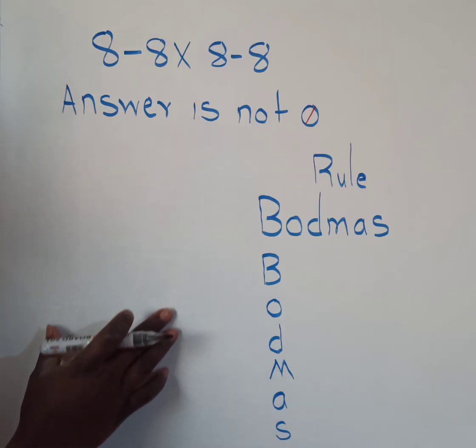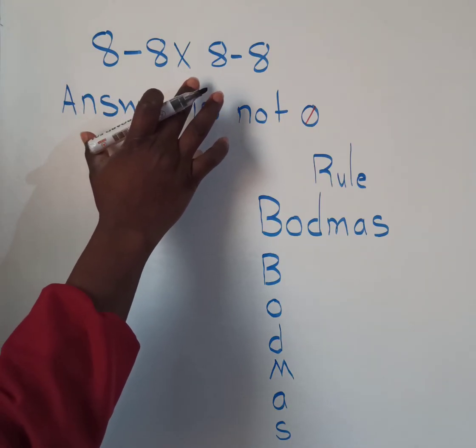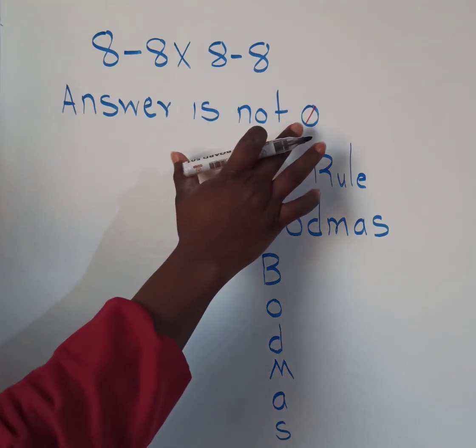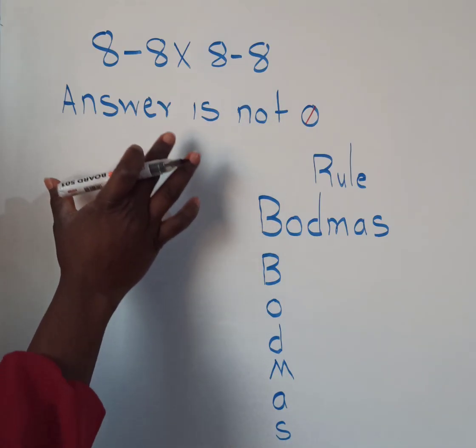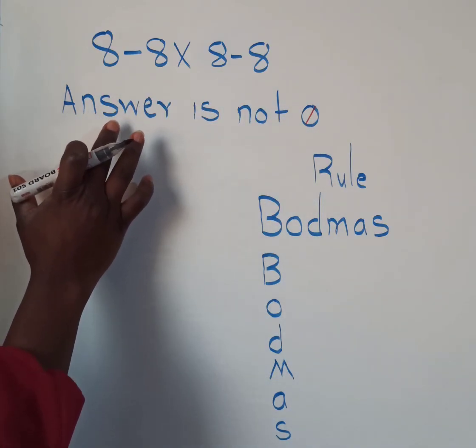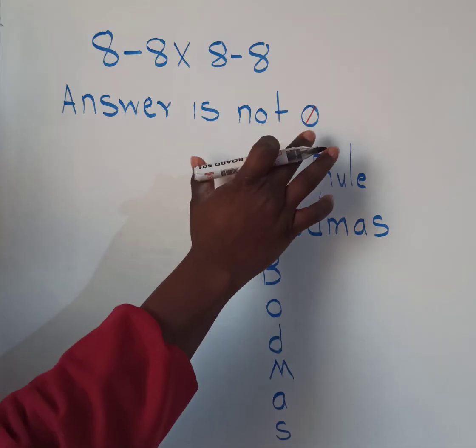So let's see what we have on the whiteboard. 8 minus 8 times 8 minus 8. Answer is not 0. So what came in your mind first when you heard such a question like this, and then you heard a comment that the answer is not the given answer?